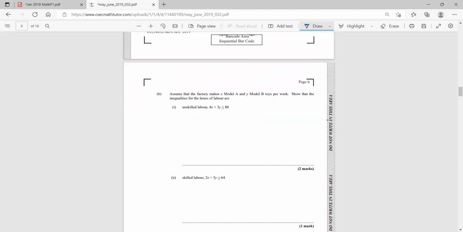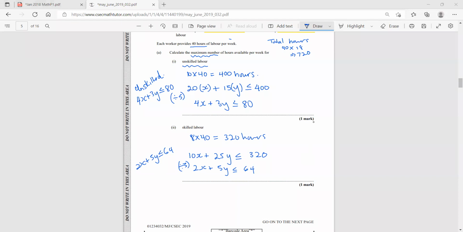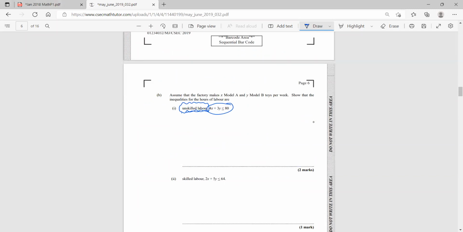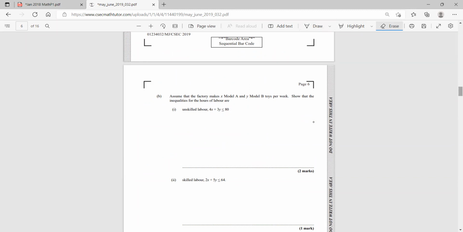So assume that the factory makes X model A and Y model B toys per week. Show that the inequality for the hours of labor for the unskilled is 4x plus 3y is less than or equal to 80.